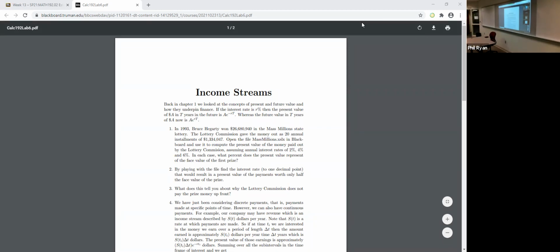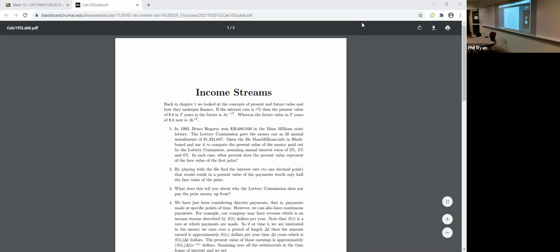So I thought in today's lab, we'd look a little bit at future value and present value because I think it's kind of interesting. It's kind of how all financial decisions are made. So I think it's useful for you guys to have a look at it. And so here is an example.